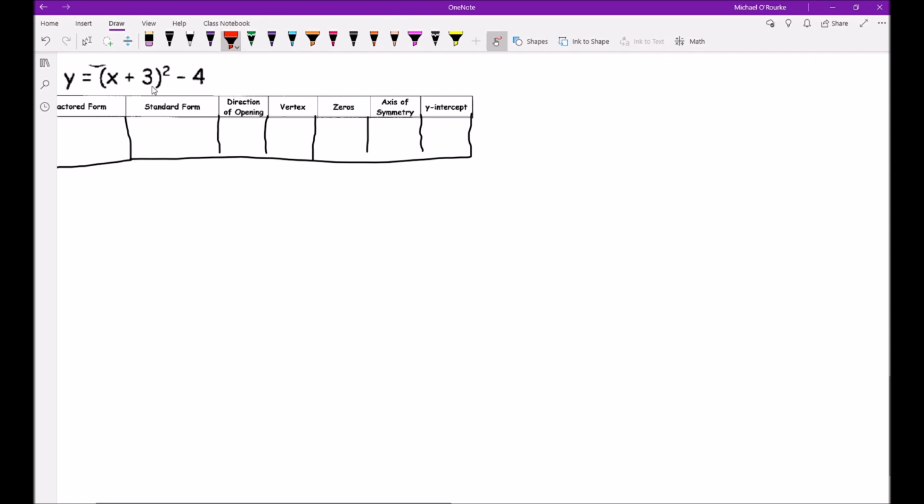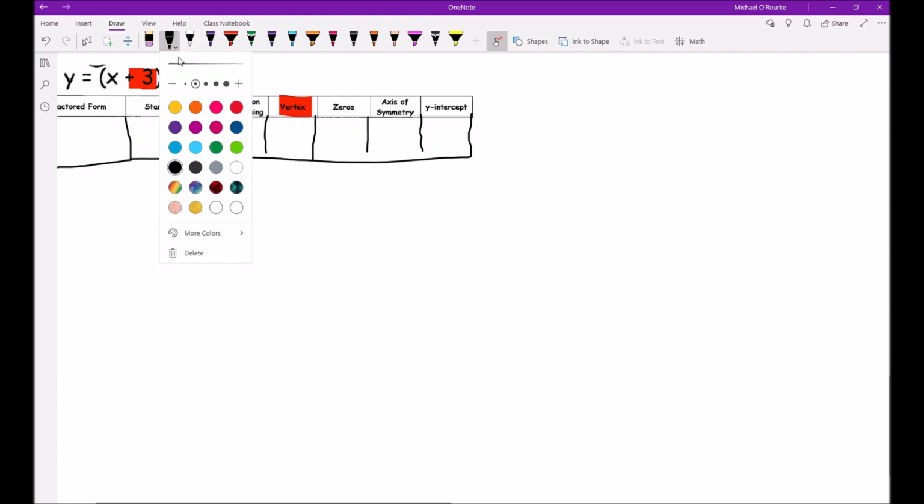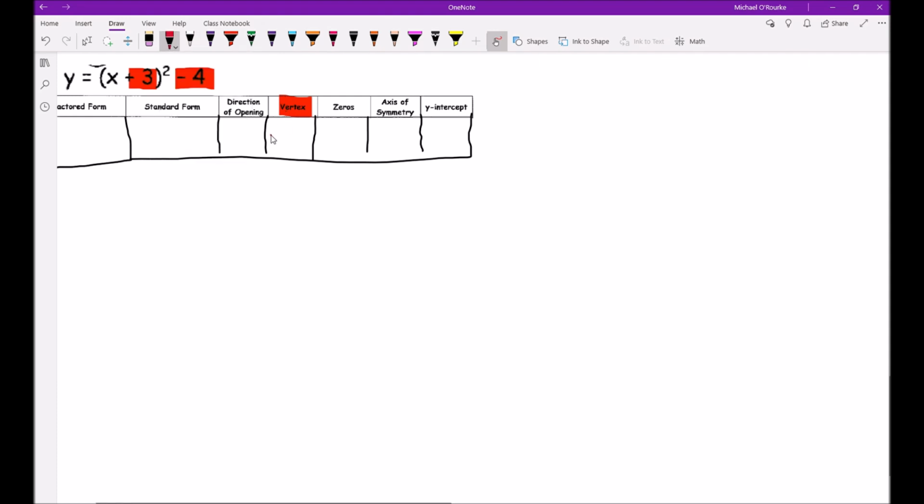Oh, good. So let's start with the vertex first. Can someone tell me what my vertex is? -3, -4. Right? Because that's in the land of opposites, it's going to switch. Good. And it also is going up, right? Because that's a positive. So the direction of opening is up.